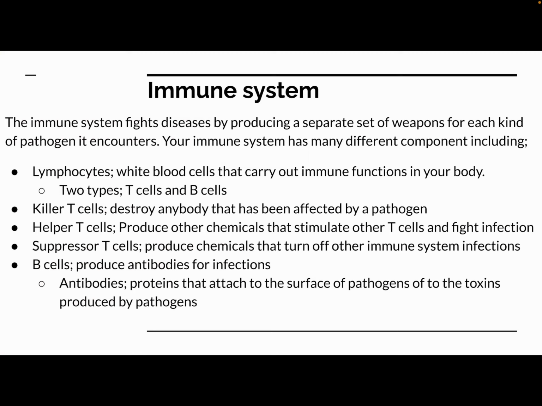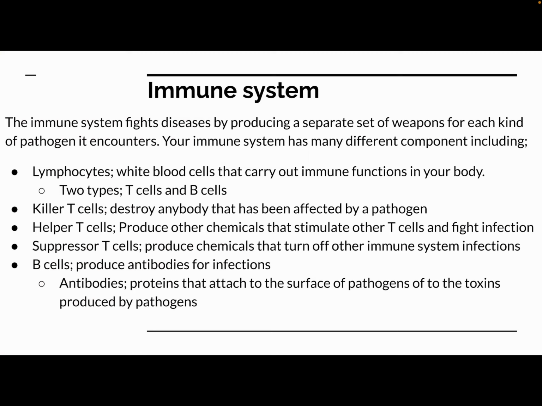Your immune system has 4 types of these defense systems: lymphocytes, killer T cells, helper T cells, suppressor T cells, and B cells. Lymphocytes are white blood cells that carry out the immune system functions in your body. There are 2 types of lymphocytes, T cells and B cells.